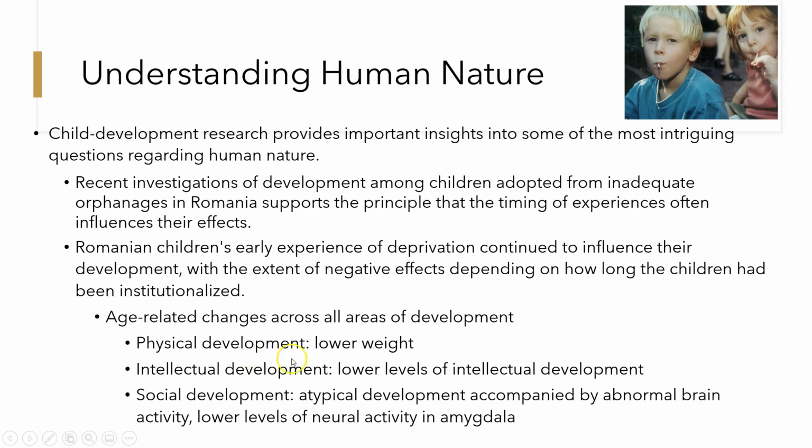In terms of physical development, they were of lower weight. In intellectual development, they had lower levels. And in social development, they had atypical development accompanied by abnormal brain activity and lower levels of neural activity in the amygdala. The amygdala is a part of the brain that's really important for emotions.